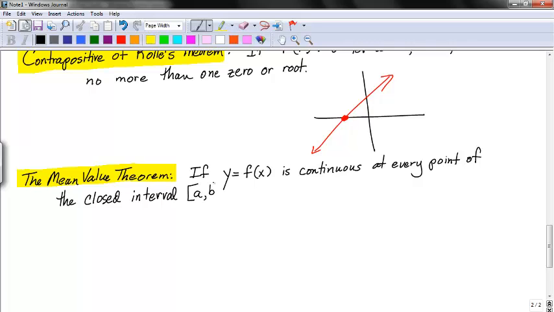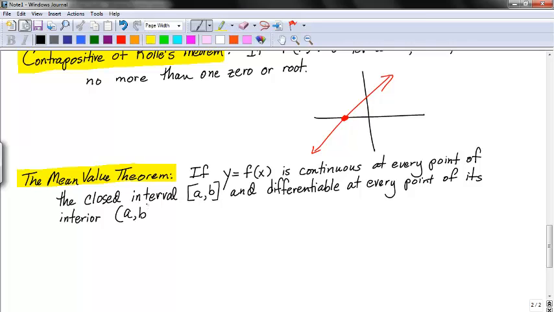remember you want to use brackets, that means it includes the endpoints, and differentiable, that means you can find the derivative at every point of its interior AB. That means you're not going to have any sharp corners, you're not going to have any vertical tangents, you're not going to have any infinity.